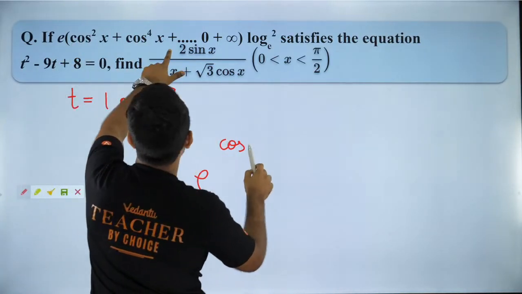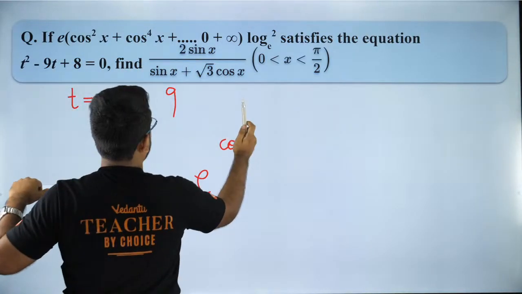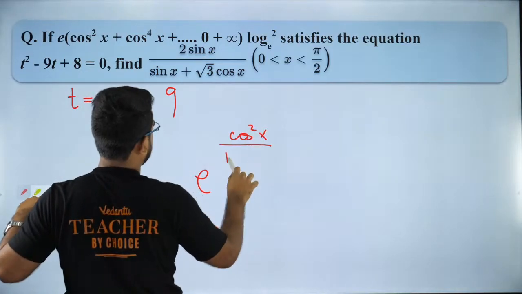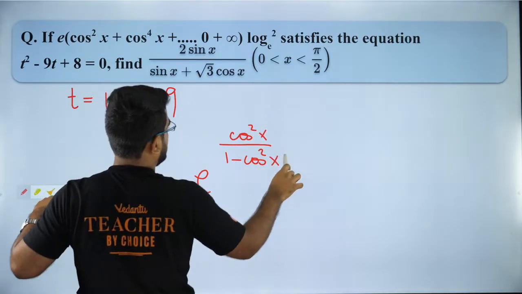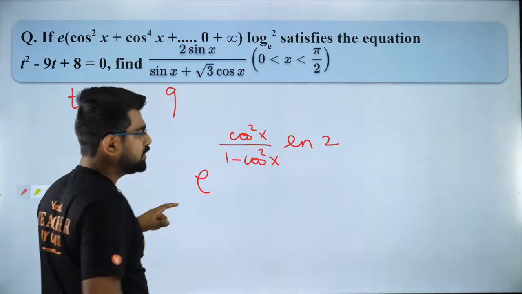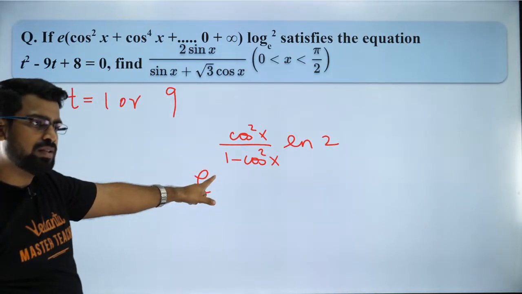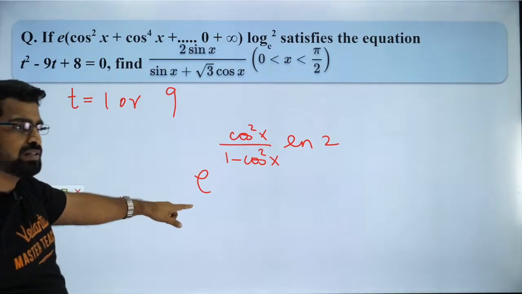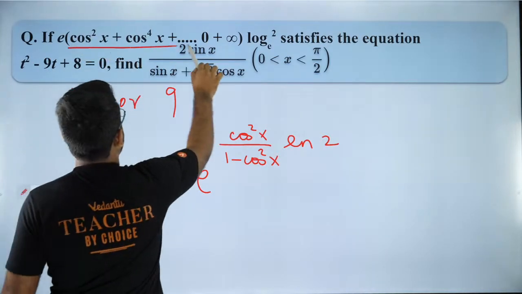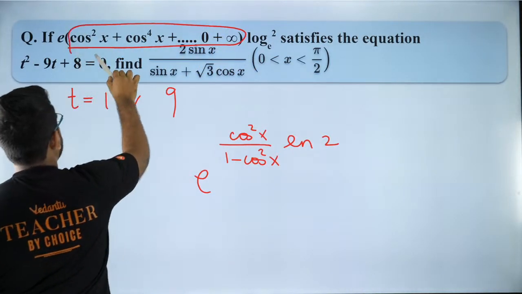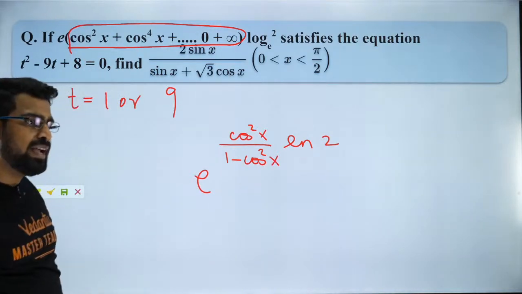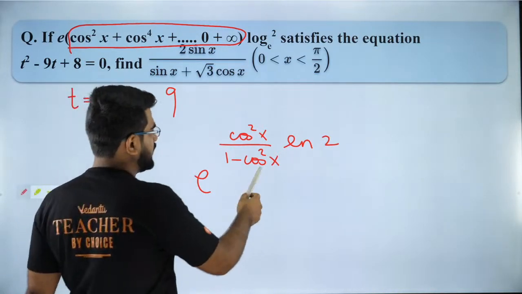So can I sum it up till infinity as cos square x by 1 minus cos square x times ln 2? Is that correct? Is this the correct question? Because this is a GP in cos, no? If this is a GP in cos, the summation is a by 1 minus r. Or is this the correct question? Then it is very easy.